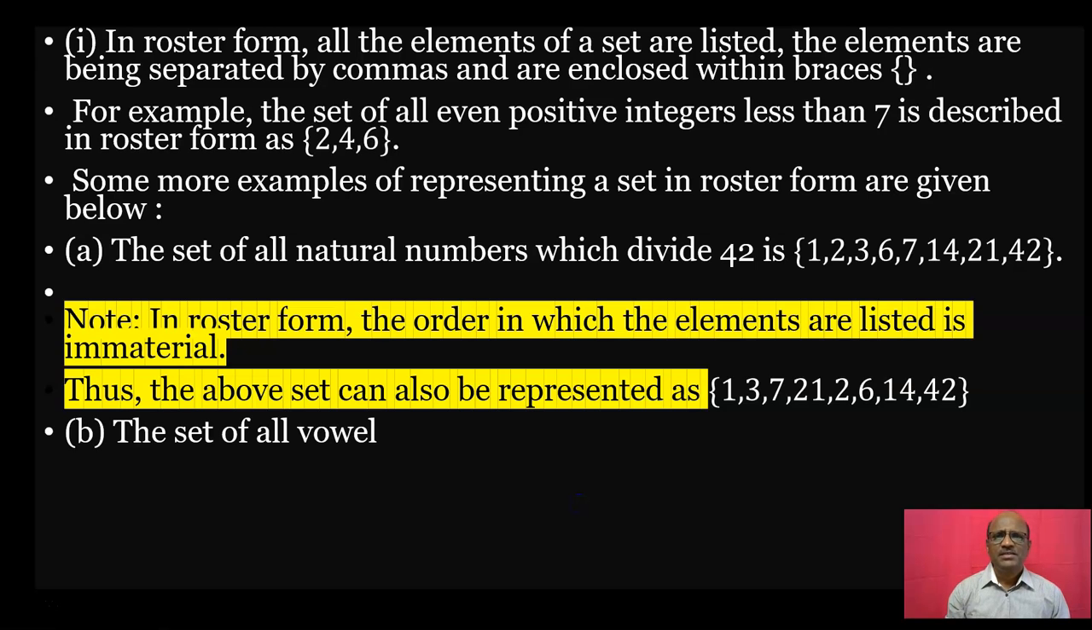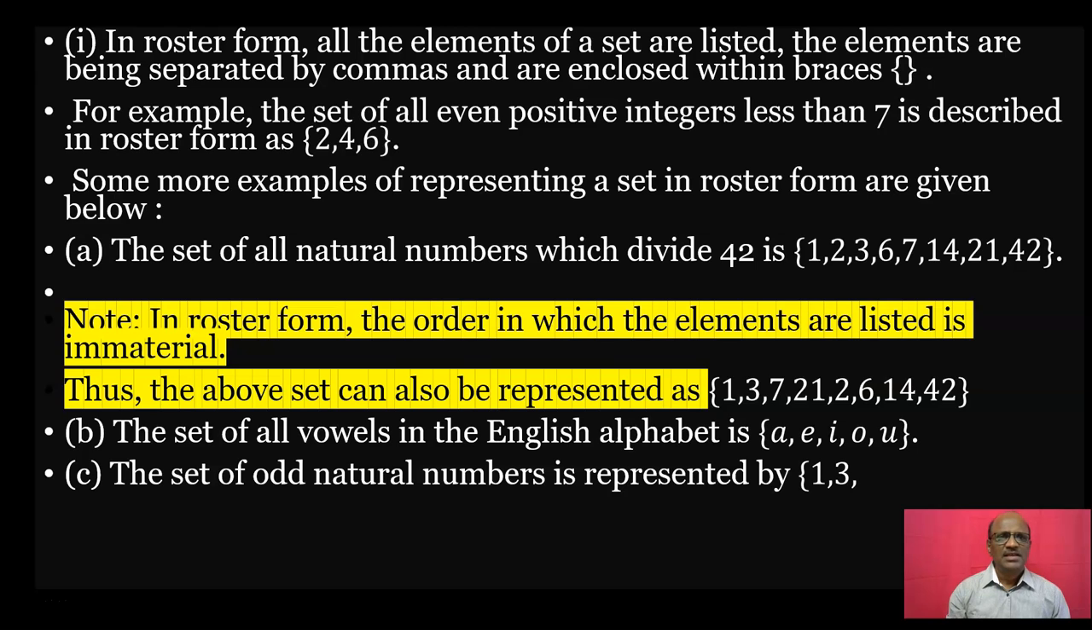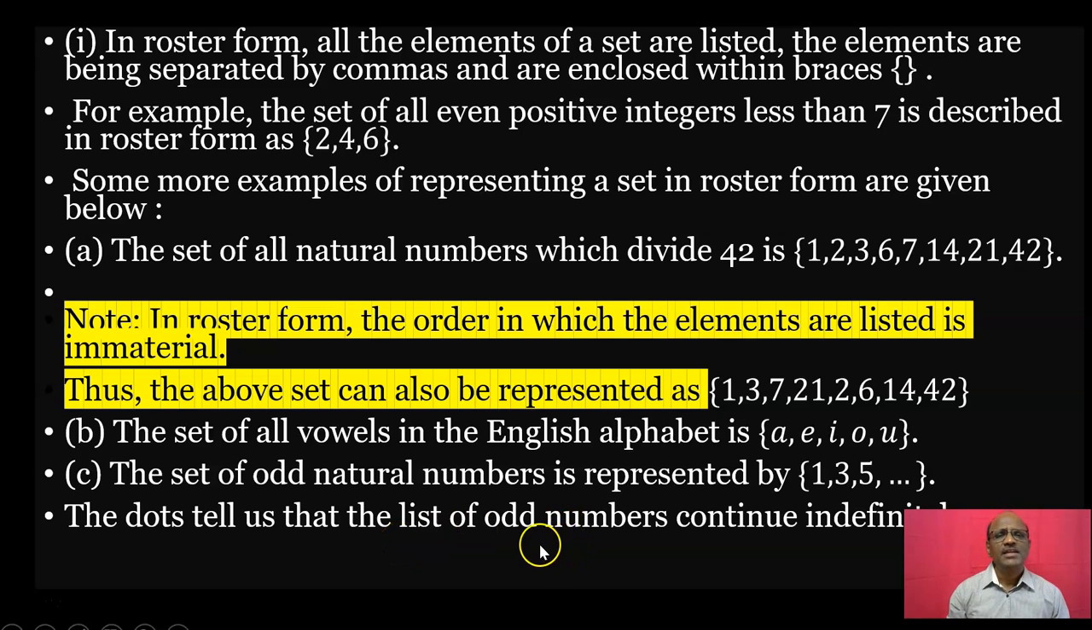B. The set of all vowels in the English alphabet is {a, e, i, o, u}. C. The set of odd natural numbers is represented by {1, 3, 5, ...}. The dots tell us that the list of odd numbers continues indefinitely.